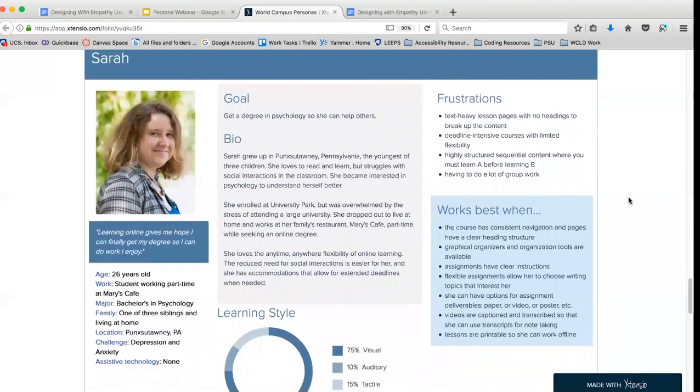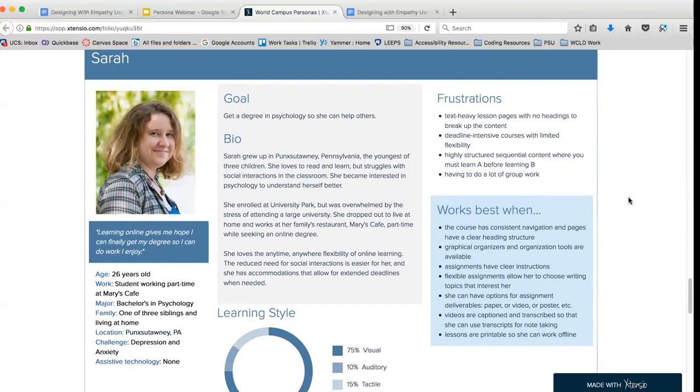Okay, next we have Sarah. She has depression and anxiety, and she was originally enrolled at University Park. She was overwhelmed by attending a large university, so she dropped out for a while to work part-time, and now she's going back to earn a degree online. She really likes online learning because it's a little more flexible for her, and it's less stressful in that she doesn't have to deal with as many social interactions.